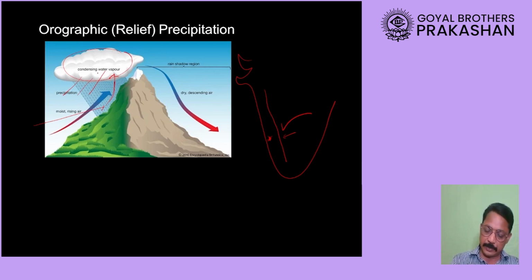But when these mountains are crossed by these winds, on the other side the amount of rainfall will decrease. This kind of rainfall, where winds are blocked by the mountain, begin to rise upward, get condensed and arrive in the form of rainfall, is known as orographic rainfall. Please remember this very important word, orographic rainfall.